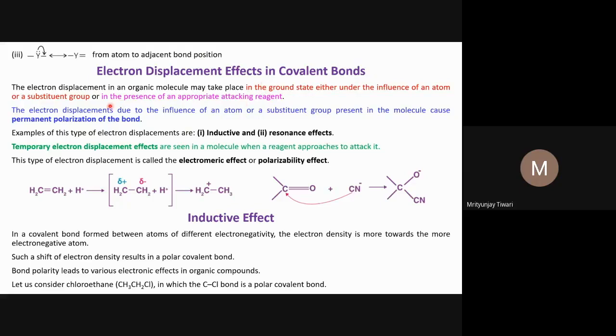Now let us see. So electron displacement effects, there can be two different types of electron displacement effects as I have said earlier. One is the temporary effect and another is a permanent effect. The permanent effect is because of the bonding, chemical bonding, and the bond nature of the bonded atoms or the species or the group of moieties, and the temporary effect is because of the reagent or the reaction condition.